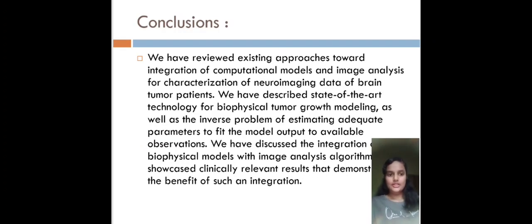So, in conclusion of this topic, we have reviewed exciting approaches toward the integration of computational models and image analysis for characterizing neuroimaging data of brain tumor patients. We have described state-of-the-art technology for biophysical tumor growth modeling, as well as the inverse problem of estimating adequate parameters to fit the model output to available observations. We have discussed the integration of the biophysical model with image analysis algorithms with a number of clinically relevant results that demonstrate the benefit of such an integration.